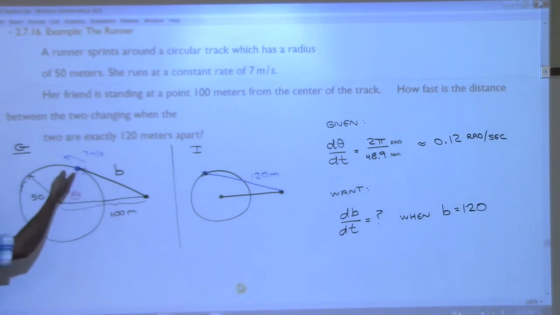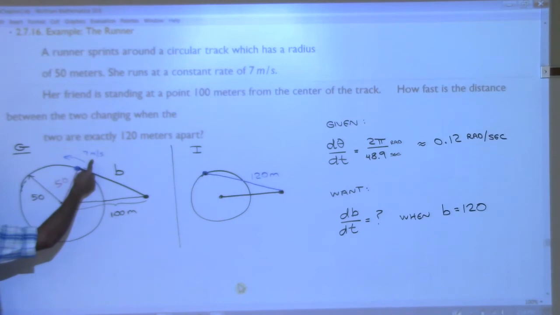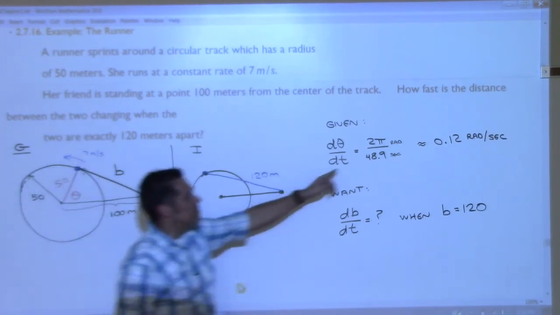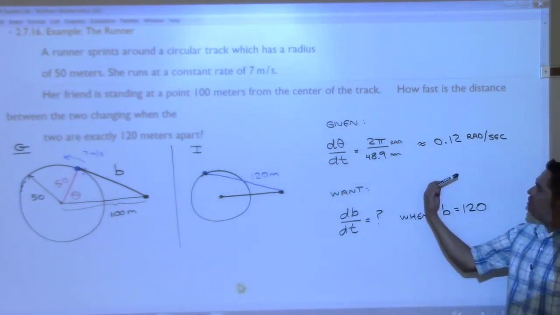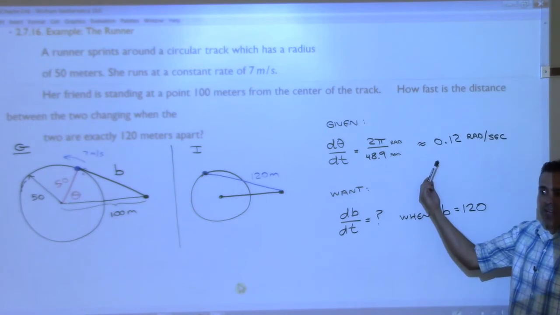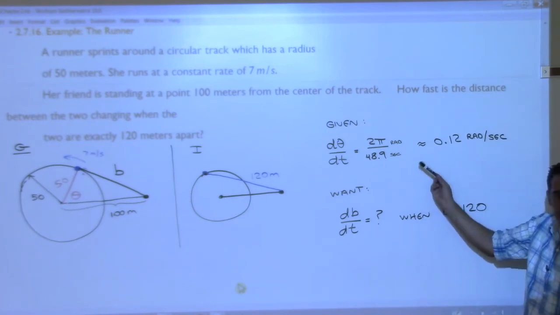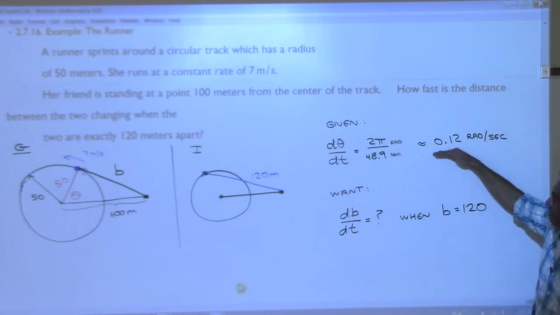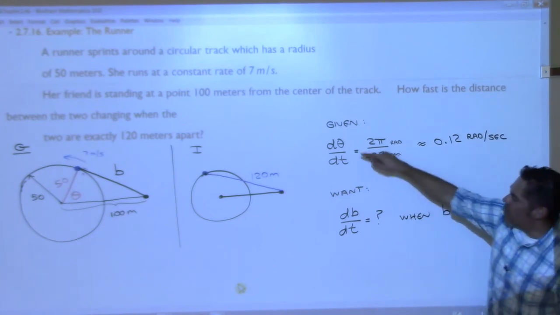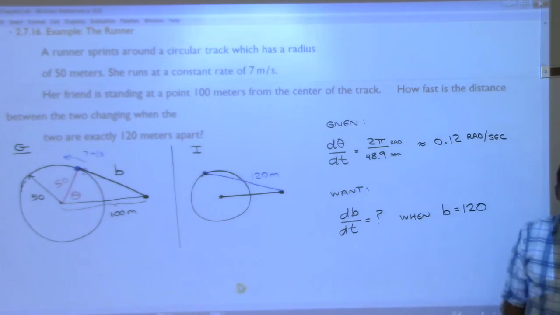So in order to work this out, what we do is we convert her linear speed around the track to an angular speed. There's her angular speed. She is running around this track so that she is going 0.12 radians a second. Make sense? Now all I need to do is connect theta to B.